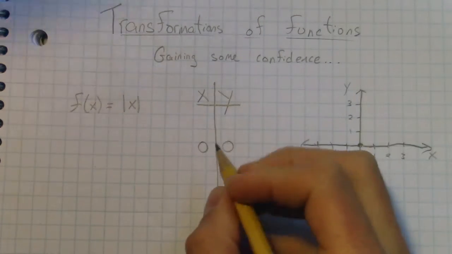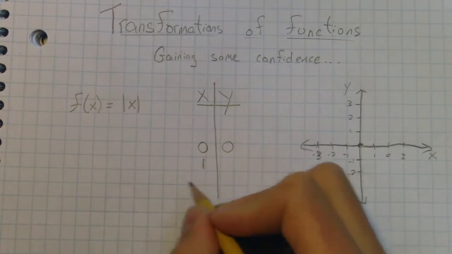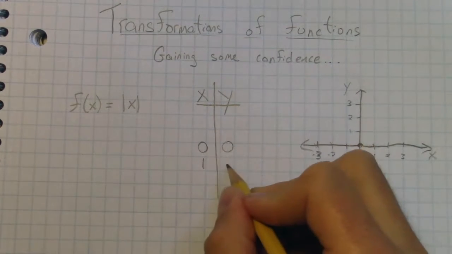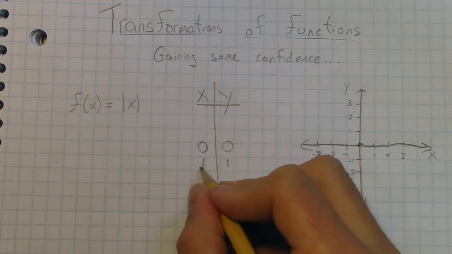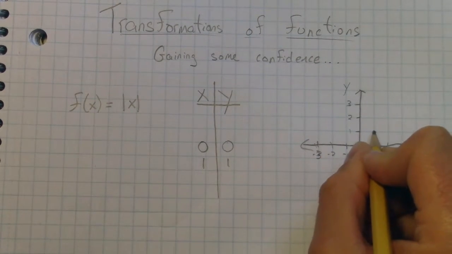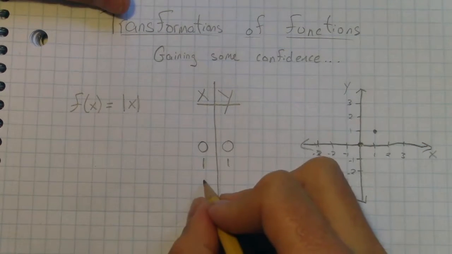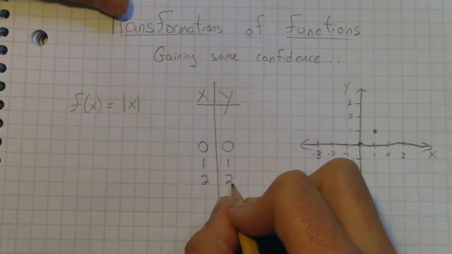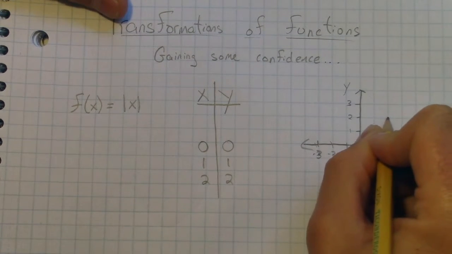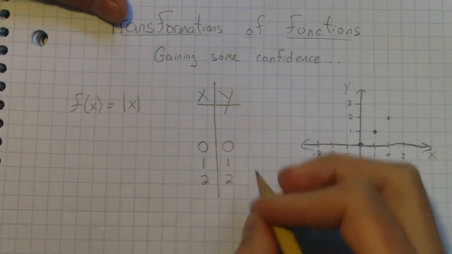All right, so what happens when x equals +1? Well, when I plug in 1, I get absolute value of 1 is 1, right? So now I have the point 1, 1 on the graph. You could list these as ordered pairs on here, right? So I've got 1, 1, and I could keep going. When x is 2, I get 2, right? So 2, 2, and then what happens when x is negative, right?